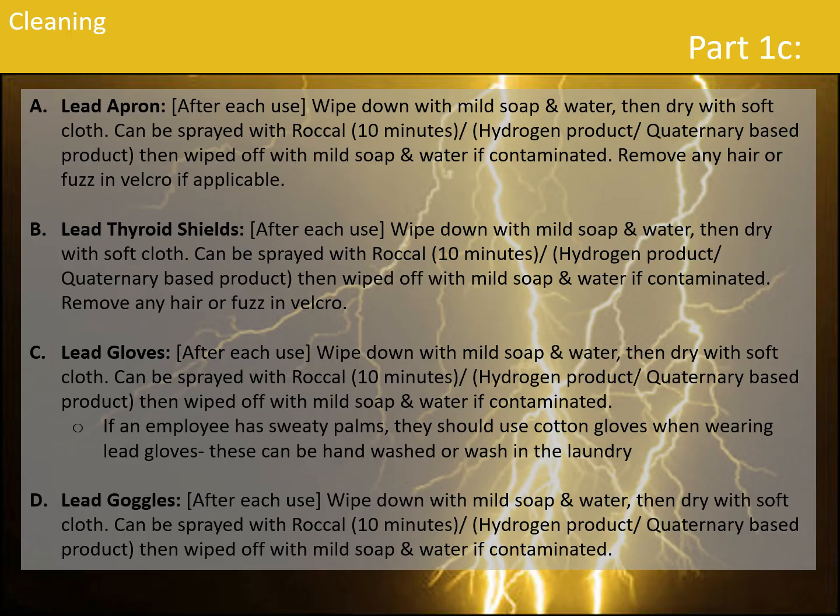Remove any hair or fuzz from the Velcro if applicable. For lead gloves, if an employee has sweaty palms, they should use cotton gloves when wearing lead gloves. These can be hand washed or washed in the laundry. Lead goggles, after each use, can be wiped down also with a mild soap and water, then dried with a soft cloth. They can also be sprayed with Rocal for 10 minutes, or a hydrogen product or quaternary-based product, then wiped off with mild soap and water if contaminated.